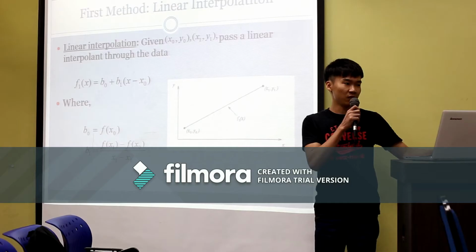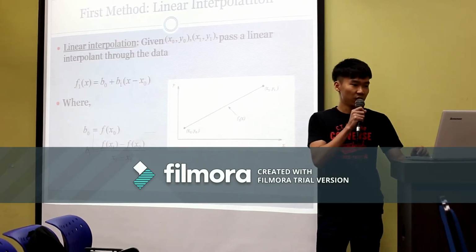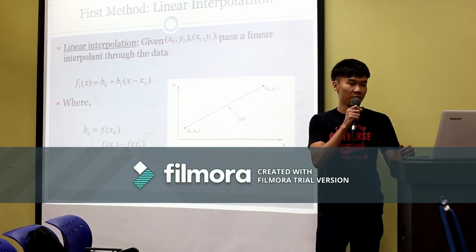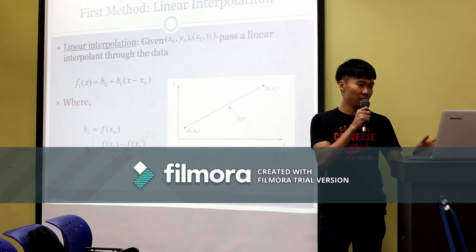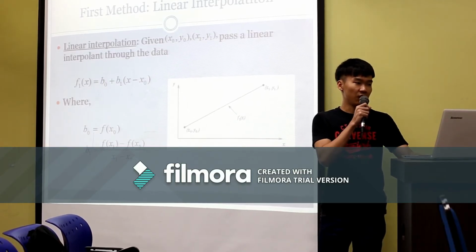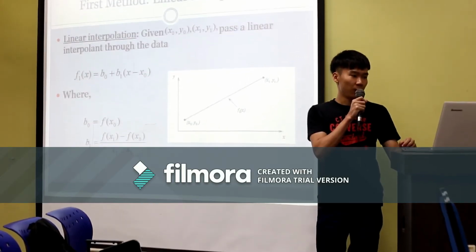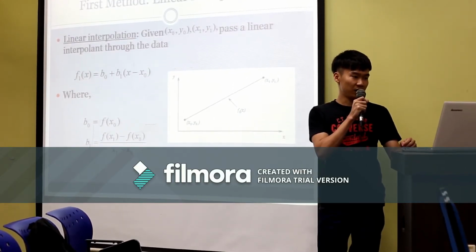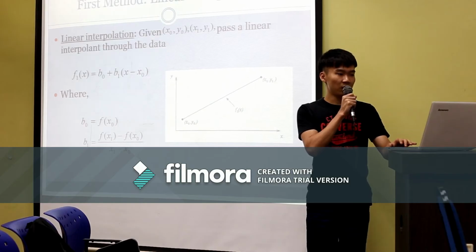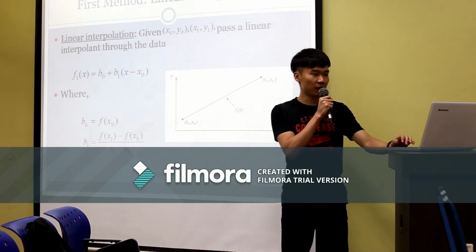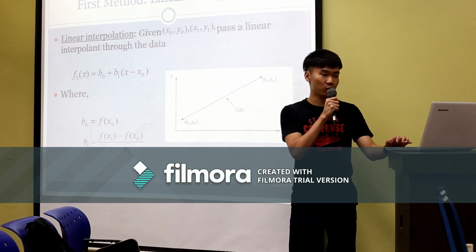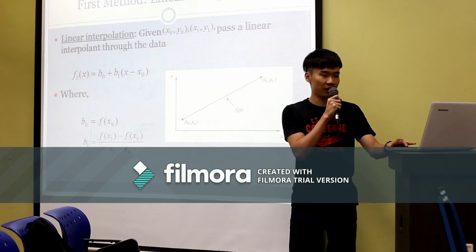Now I will talk about the linear interpolation. So the first method that we're using is linear interpolation. This is the formula of linear interpolation, which is f1(x) equal to b0 plus b1 multiplied by (x minus x0). So now, b0 is equal to function of x0 and b1 is equal to function of x1 minus function of x0 divided by x1 minus x0.